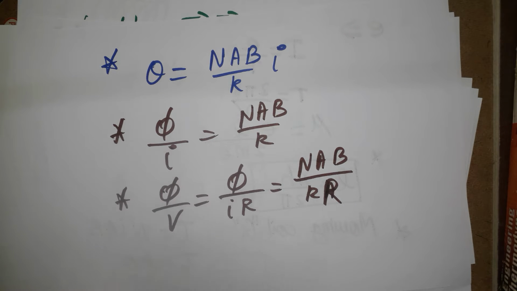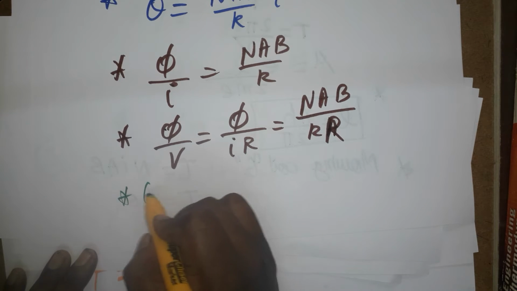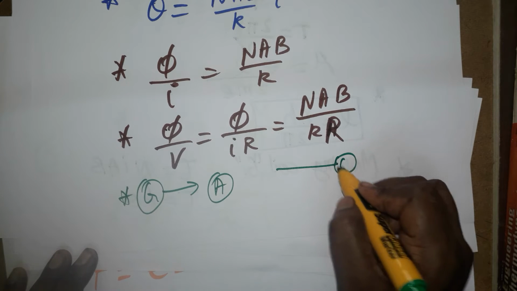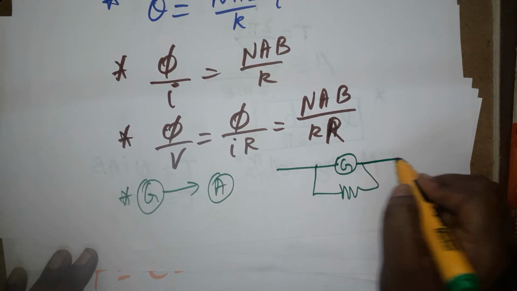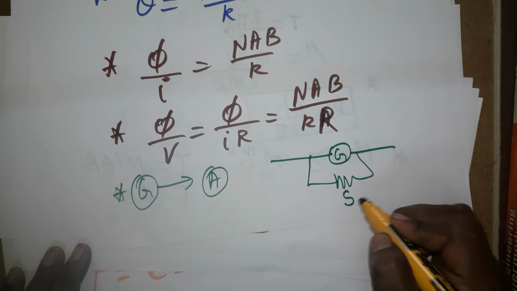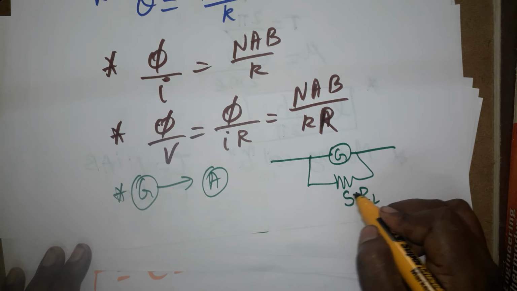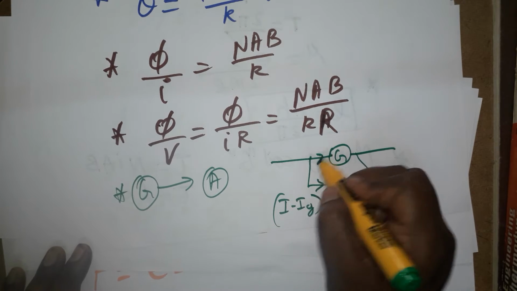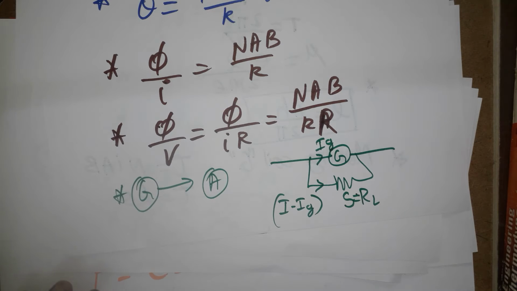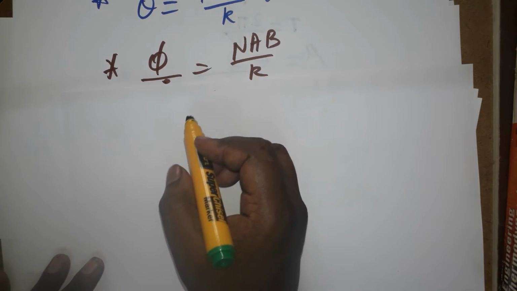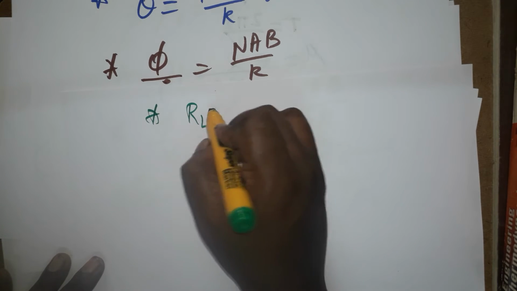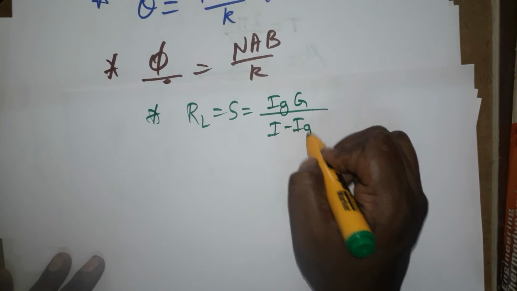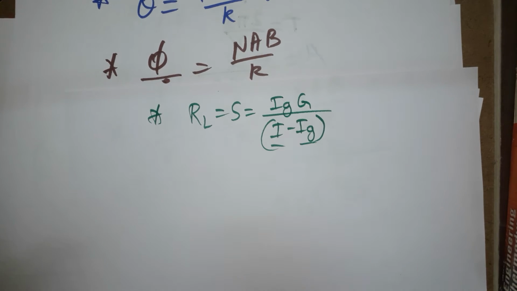The another formula: I am converting a galvanometer into an ammeter. When you are doing this, you should connect the galvanometer and a resistance in parallel. That's called shunt resistance, a low resistance in parallel. So this side current is I minus Ig, this side current Ig. Now the formula for galvanometer to ammeter: the shunt resistance Rs is going to be Ig times G divided by I minus Ig. Ig is the galvanometer current, I is the total current.